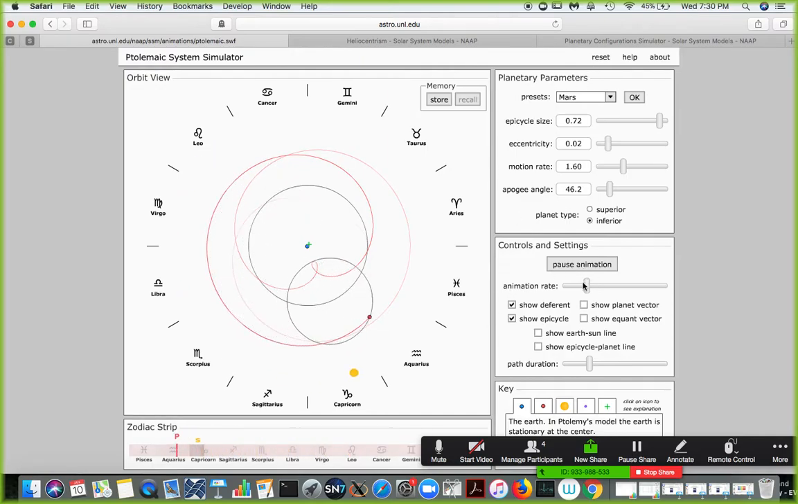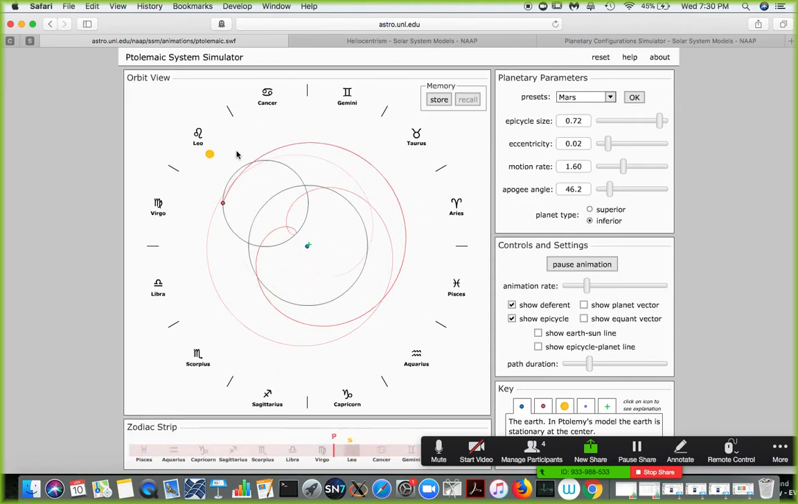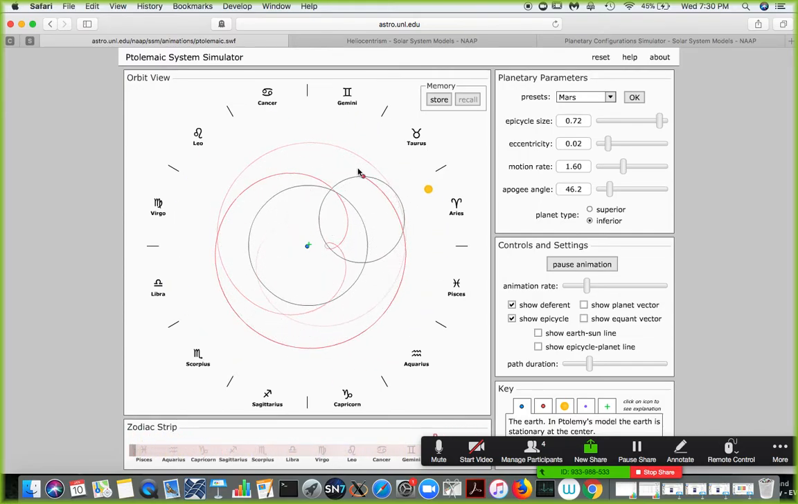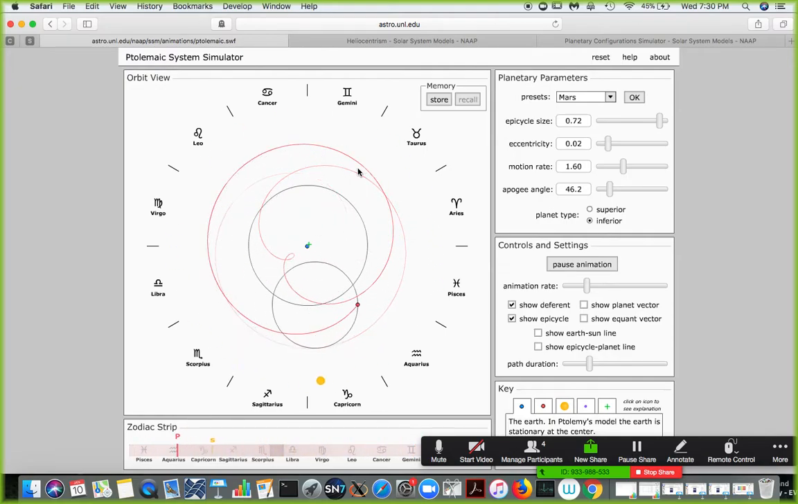Now look at the sun. The sun is always going in the same direction. The sun never retrogrades. The sun is this yellow circle, right? This is the geocentric model. Earth in the center, the planets going around a deferent. The deferent orbits Earth, and everything goes that way.